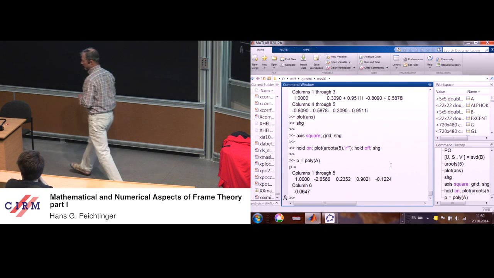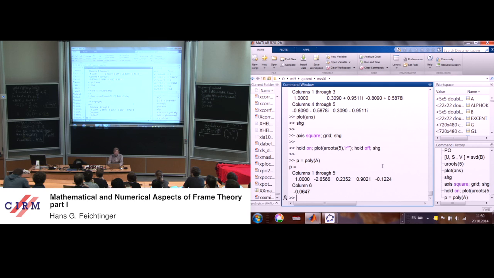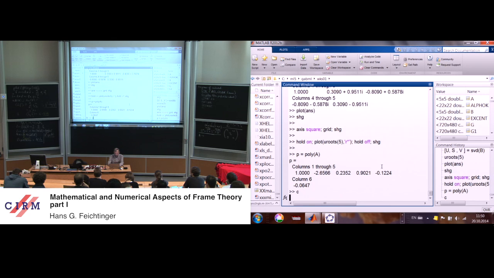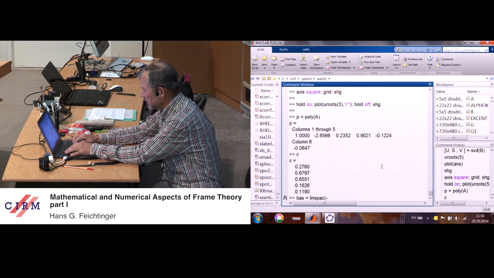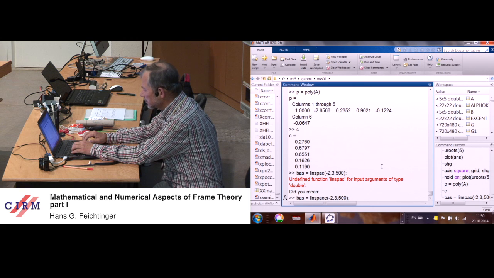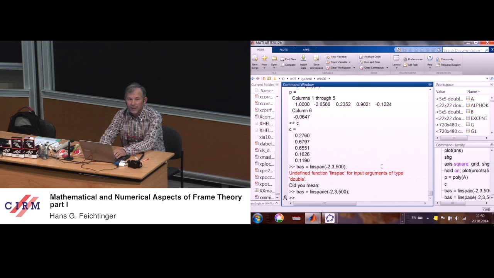But otherwise, it's quite fine because if I want to evaluate a polynomial, maybe I take C, which was a random vector. Remember, C was a vector of length 5. And if I want as a basis a linear spacing from -2 to 3 with, I don't know, 500 points, that's just, oops, linspace. Yeah, exactly, the e was missing. So I get a linear arithmetic progression with 500 points, including the last ones.